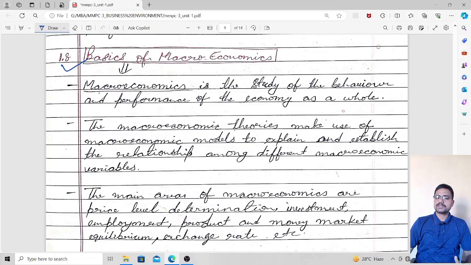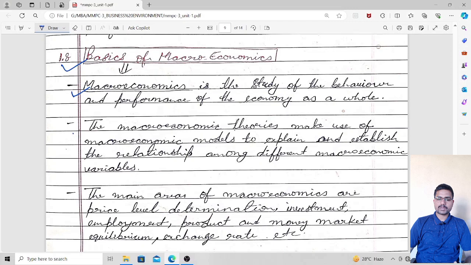Macroeconomics is the study of the behavior and the performance of the economy as a whole. If we can understand the whole economy, then it is much easier to understand the business environment. So understanding the behavior and the performance of the whole economy, that study is known as macroeconomics.